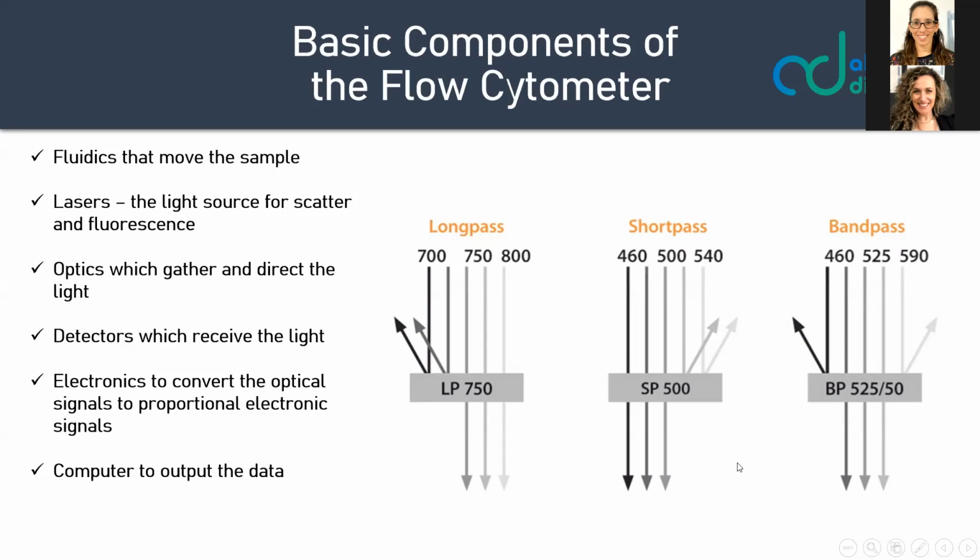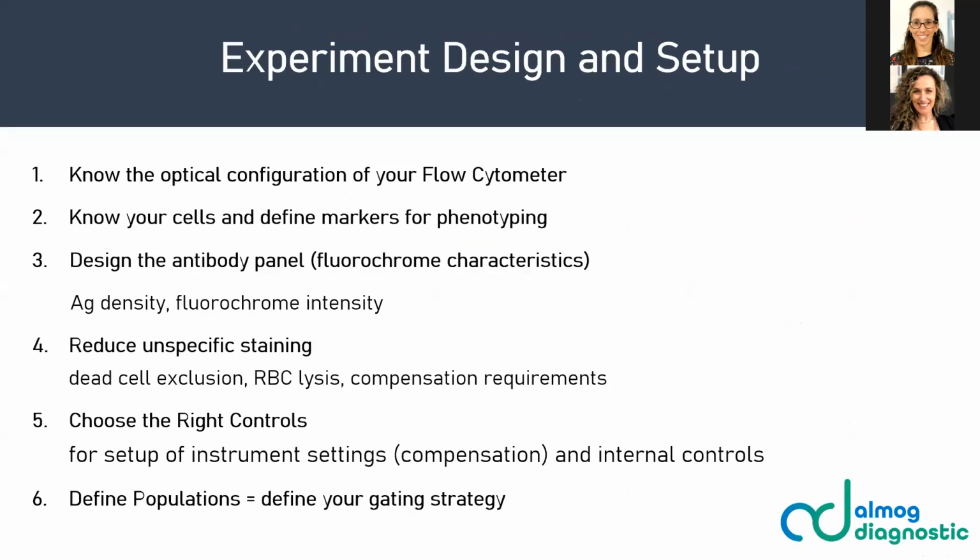So after understanding that, I think we can go on and start to talk about the experiment design and setup. These are actually the 6 critical points that need to be taken into account when planning a flow experiment. I would say also from my personal experience as a flow cytometry service team leader here in Almog, these are the main 6 points that I always need to address when I'm planning a new experiment. So we will talk about each of the points in detail in our presentation today.